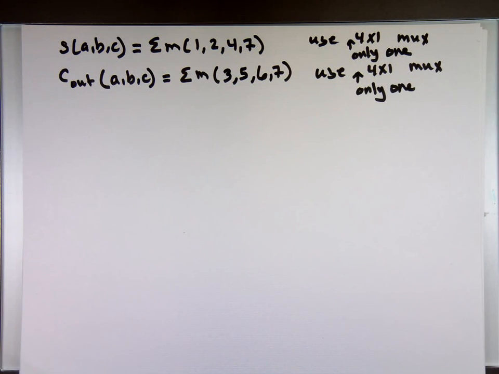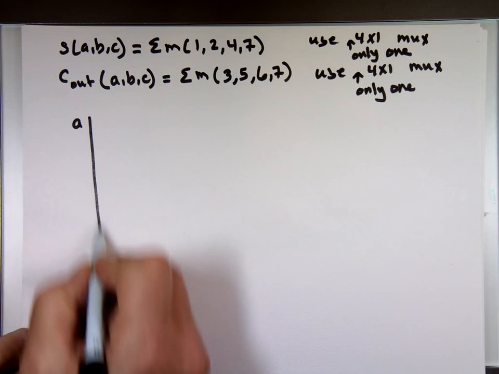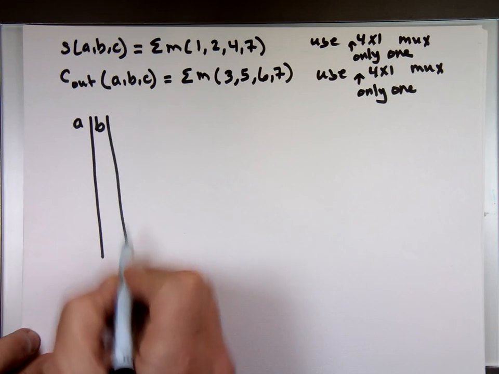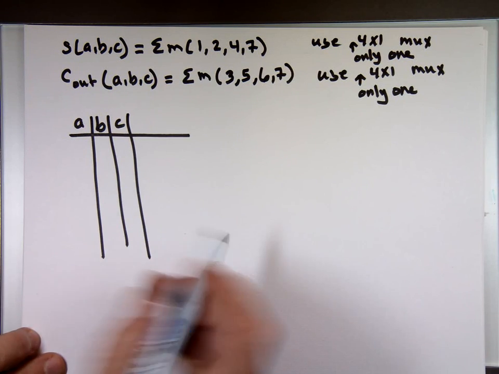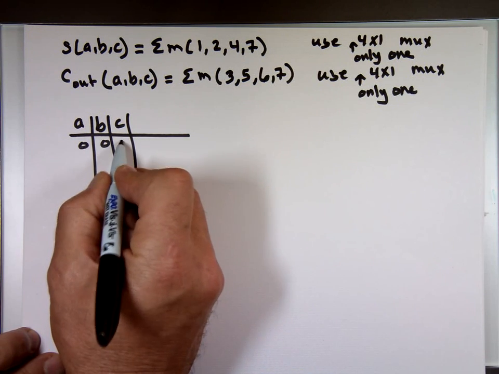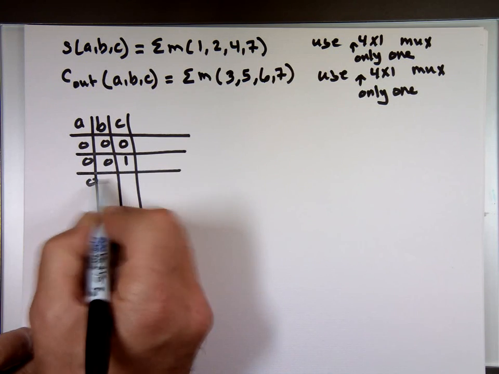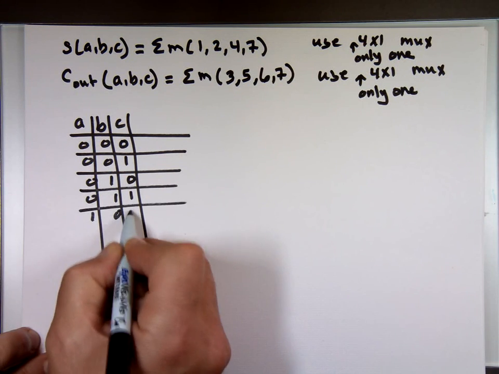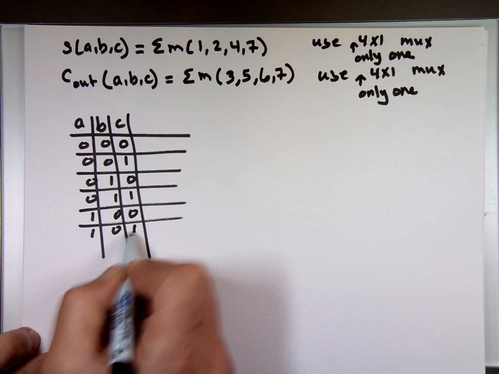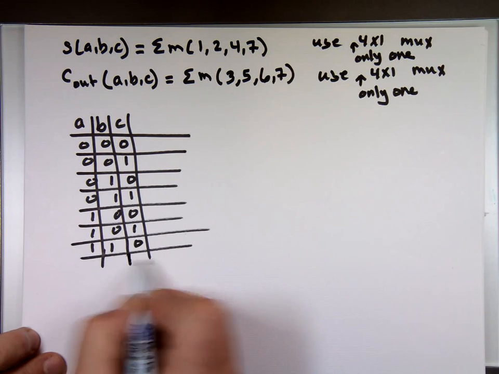Do like 1, 2, 4, 7 for each output, without having all of them. Well, let's look at it closely and see if that's what we need to do. Let's put the truth table there: 0 0 0, 0 0 1, 0 1 0, 0 1 1, 1 0 0, 1 0 1, 1 1 0, and the last one is 1 1 1.